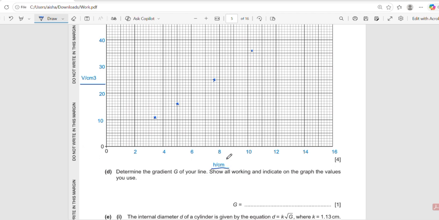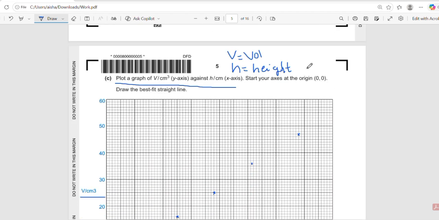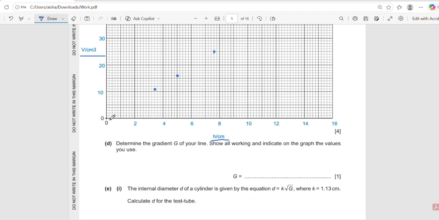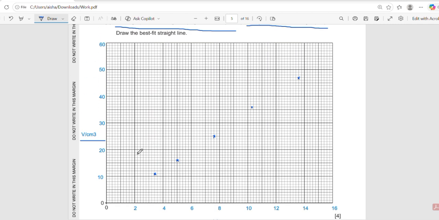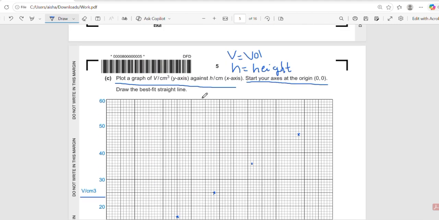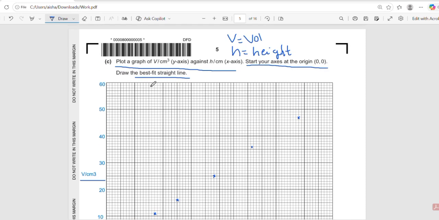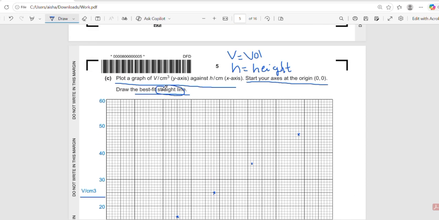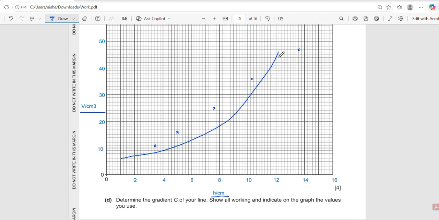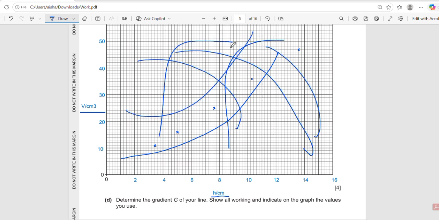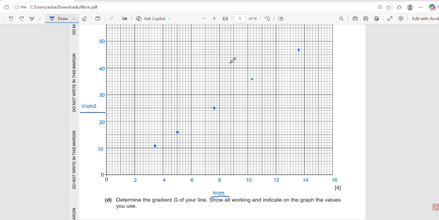Then they have said start your axis at the origin, so you have to start your line from here, somewhere like that. And then draw the best fit straight line. Now in this example, they have told you to draw the best fit straight line, but in other questions they may say draw the best fit curved line. In a curve you will draw something like this, a smooth bend. And in straight it's completely straight, like these are straight lines.